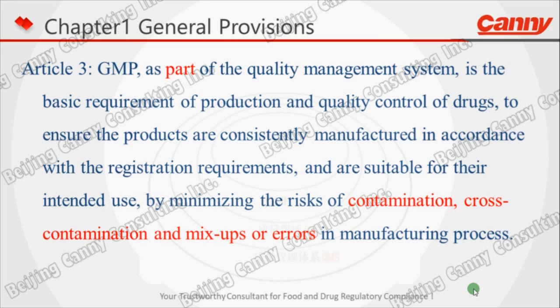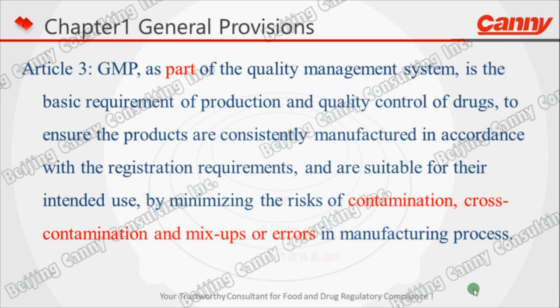Article 3, GMP as part of the quality management system is the basic requirement of production and the quality control of drugs to ensure the products are consistently manufactured in accordance with the registration requirements and are suitable for their intended use by minimizing the risk of contamination, cross-contamination, and mix-ups or errors in manufacturing process. Okay, it's a long paragraph.